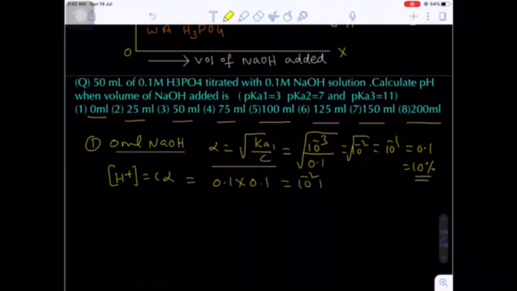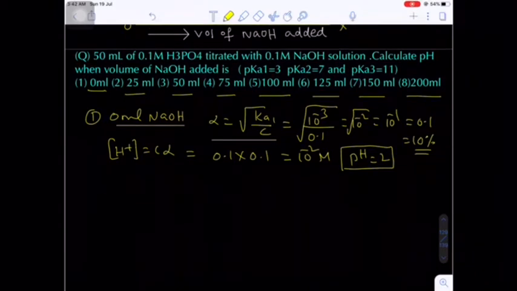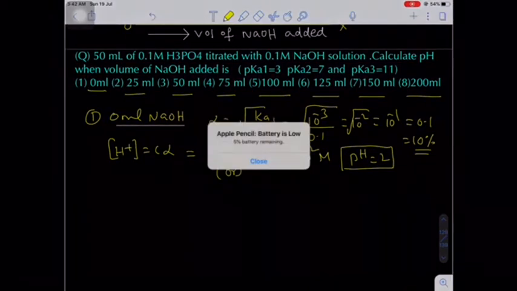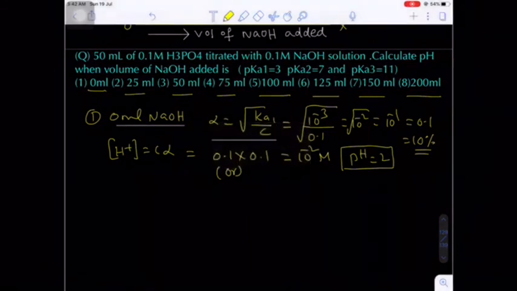Now the H plus ion concentration will be nothing but C into alpha. What is the C value here? 0.1, and alpha again is 0.1, so 10 raised to minus 2 molar. So approximately the pH of the solution initially is 2.